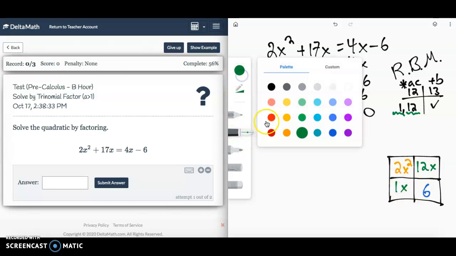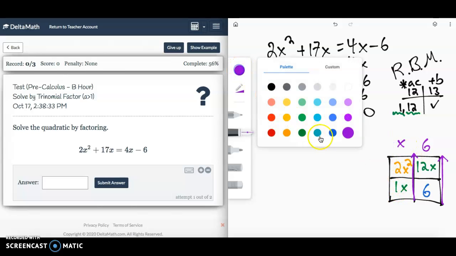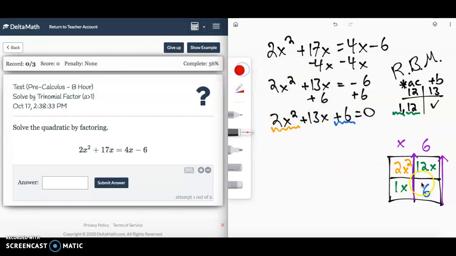Now we're going to be pulling out GCFs from each row and each column. So what is the GCF between 12x and 6? That would just be 6. What is the GCF between 2x squared and 1x? That would just be 1x. Then we can do the GCF of each row. What's the GCF of 2x squared and 12? That would be 2x. And what would be the GCF of 1x and 6? Just the number 1, right? Because I can't pull out x's or 6's. Okay, and so these are your factors right here.